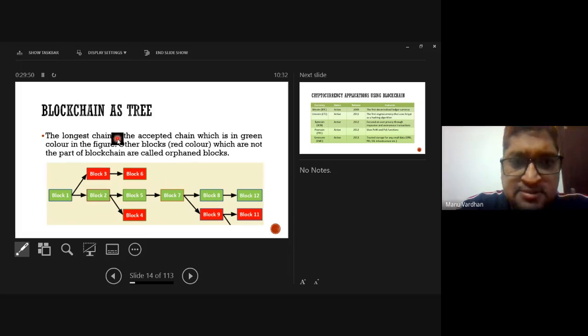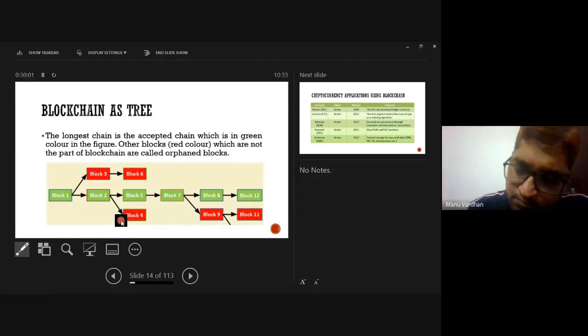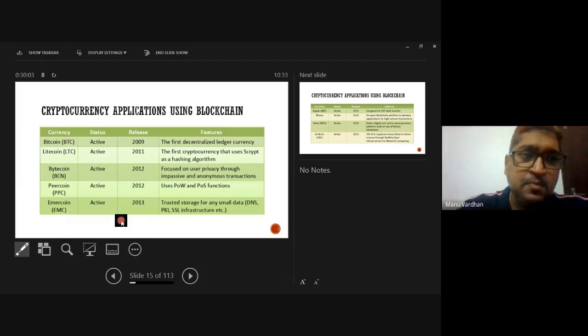So the longest chain is the accepted chain, which is in green color in the figure. Other blocks which are not part of the blockchain are orphan blocks. So these are orphan blocks.